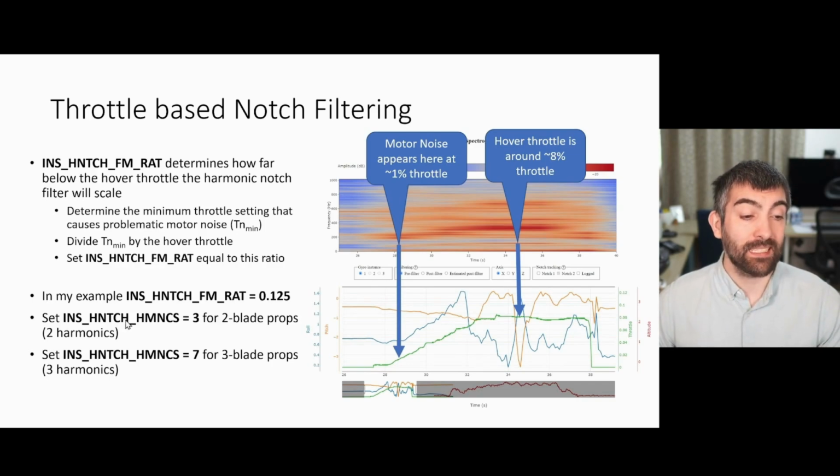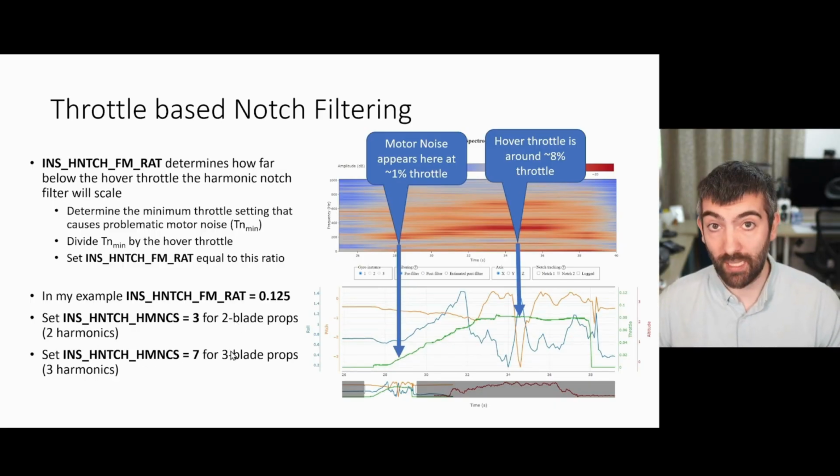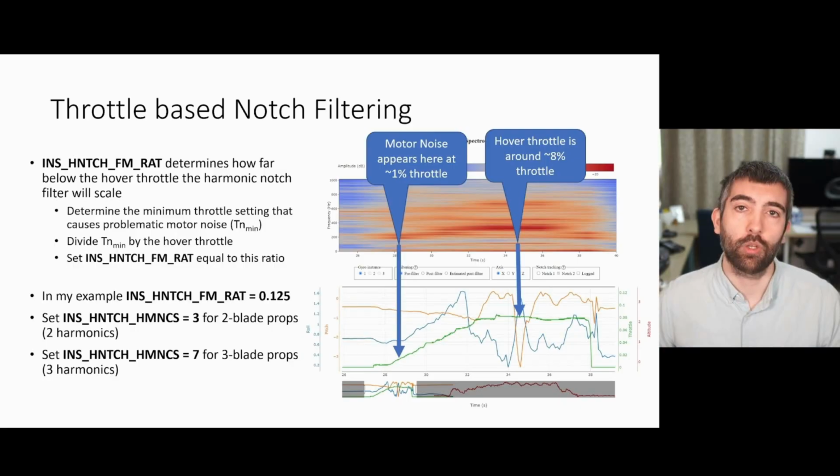You're going to want to set INS_HNTCH_HMNCS equal to 3 for two-bladed props typically, and INS_HNTCH_HMNCS to 7 for three-bladed props. That's going to provide the right number of harmonics, scaling from the fundamental frequency to cover the main noise that's going to be produced by two and three-bladed props respectively.